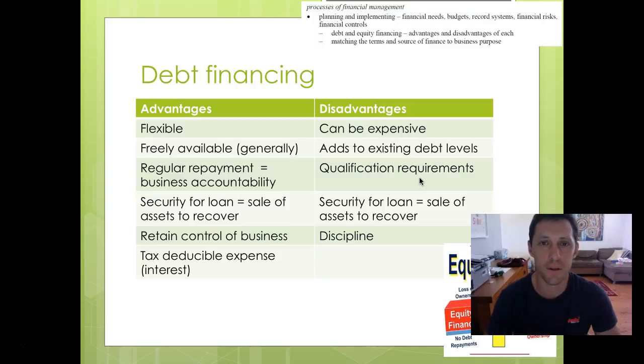It requires discipline to make those regular repayments or to make sure you have the money available to pay back that commercial bill, for example, when it matures in 90 days. You don't have the flexibility to pay it back whenever you like, so it requires discipline, and for many businesses, they would perceive that to be a disadvantage.